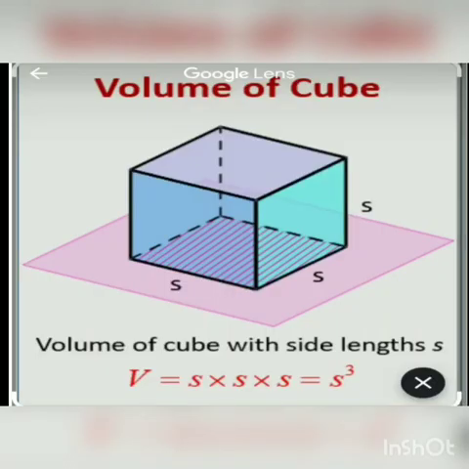So what is the volume of a cube? For a cube, all the sides are the same, so its length, breadth and height have the same length. So considering all the sides as S, what will be the volume? Side into side into side, or otherwise S cube. What is the volume of a cube? If the side is S, S into S into S, where S is the side. Now we can solve some questions regarding the volume of a cube.